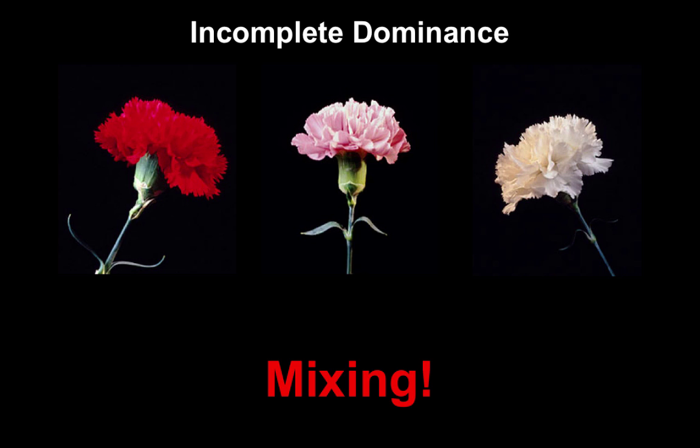Alright, now because this is a different type of dominance, I'm going to write this in a different way so everybody knows that this is incomplete. I'm going to say that the red one is big R, but instead of using little r's for the white flower, because it's not just recessive, I'm going to use primes, and those are the apostrophes. So the genotype for a white flower would be R prime, R prime. And the genotype for a pink flower would be the heterozygous genotype, big R, R prime.